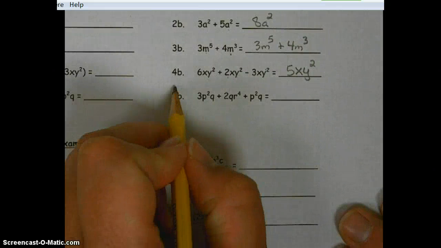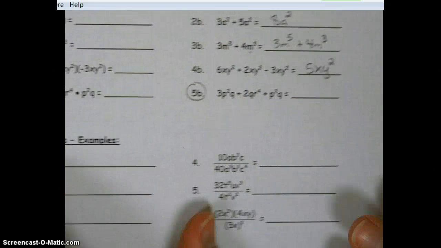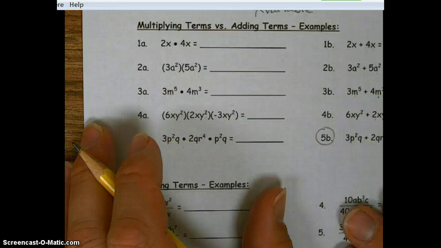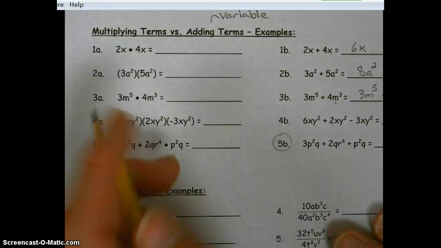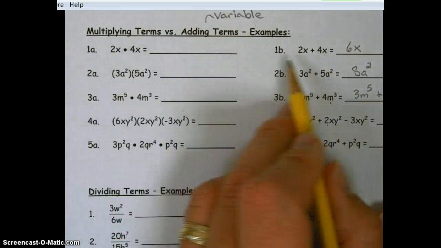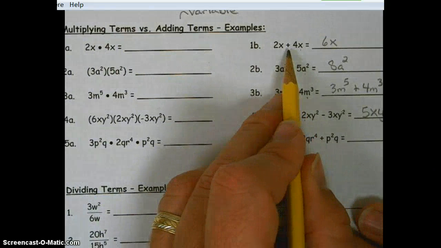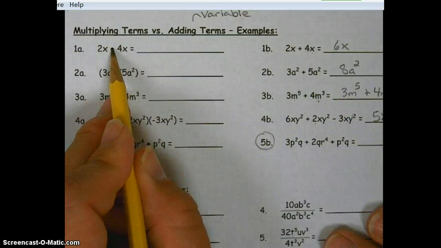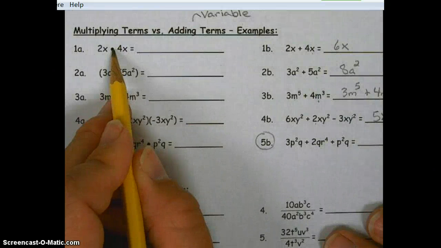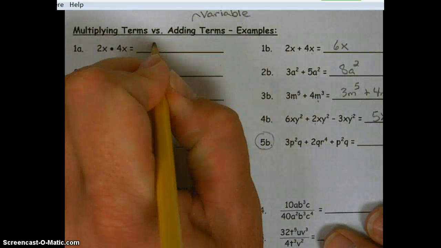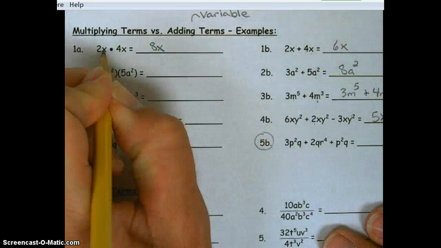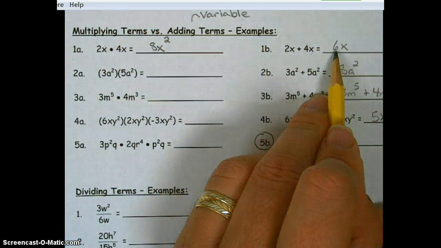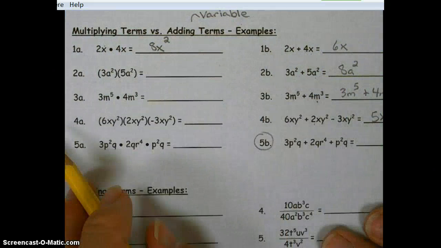I'll leave 5b up to you to do. See if you can do that. Let's move over here. Now, I realize maybe I should have done these together, but think about what we did on 1b. How's this one different? That's right, it's multiplication. So we have to remember the rule. First we multiply the coefficients, write the base, add the exponents. So notice the difference between our answers. Big difference.